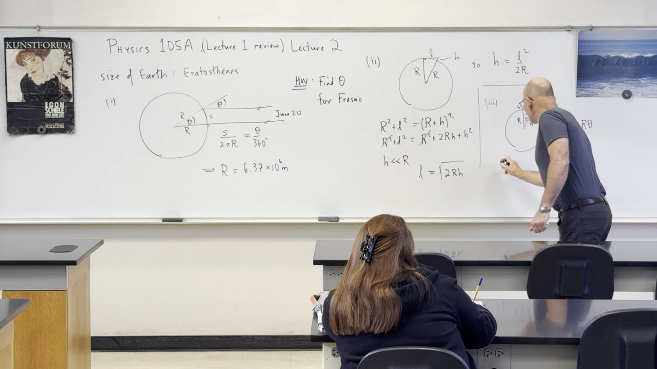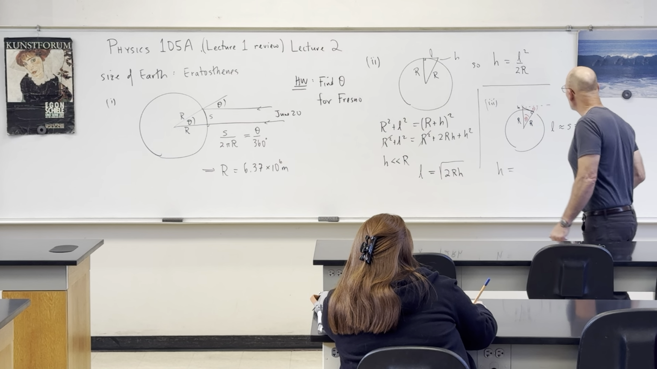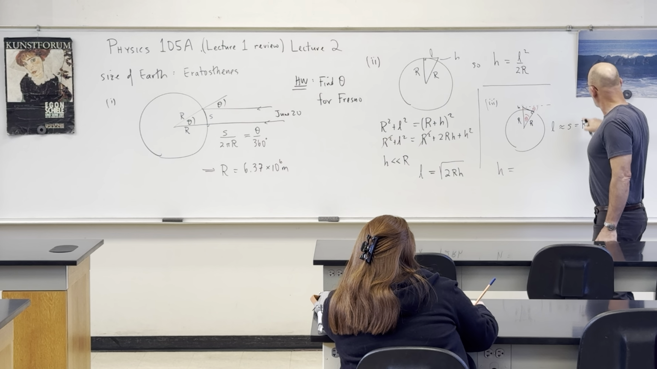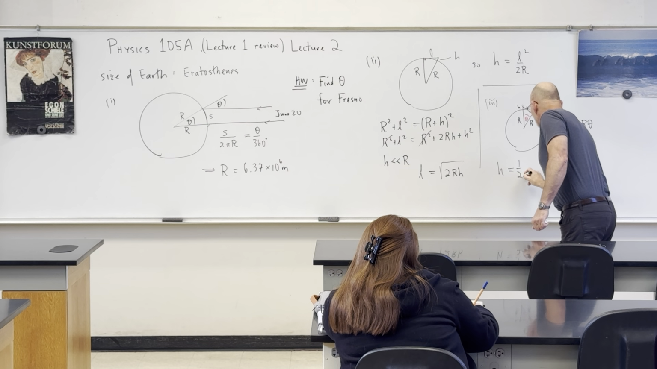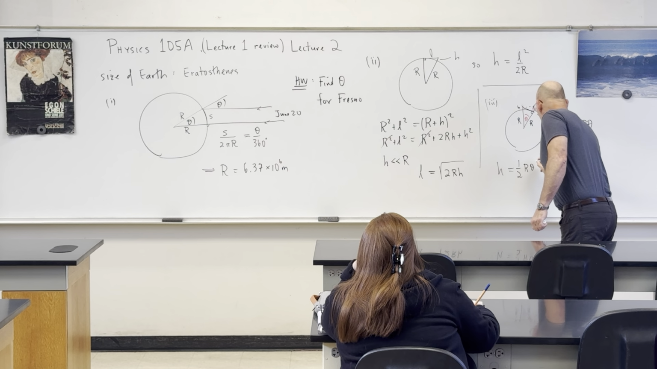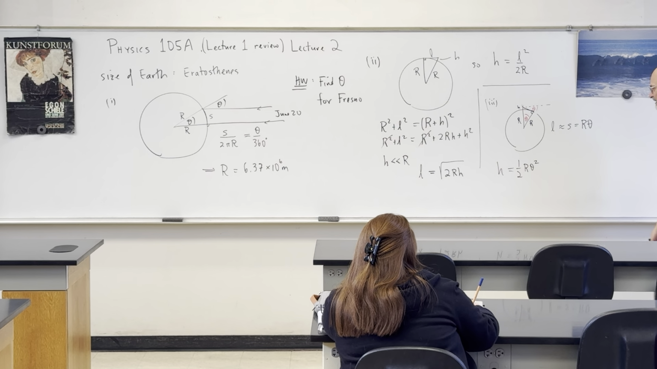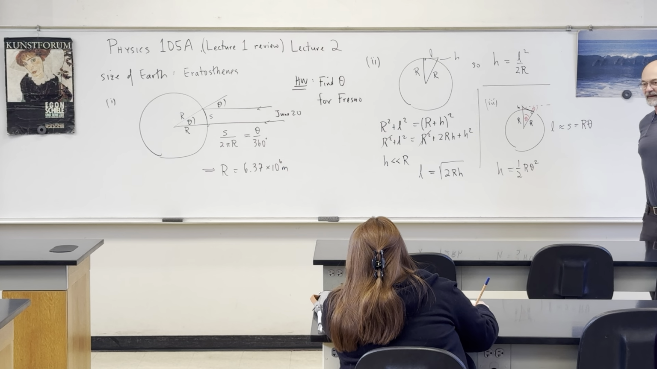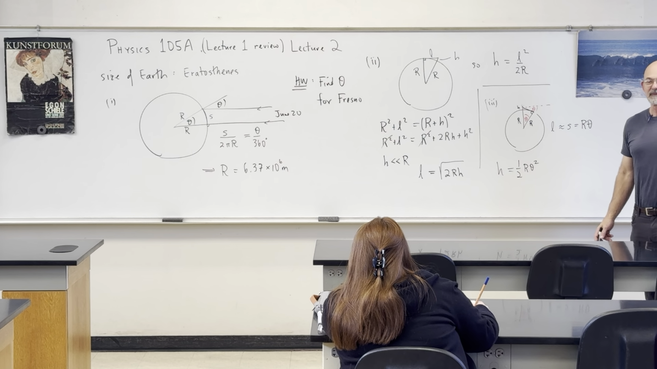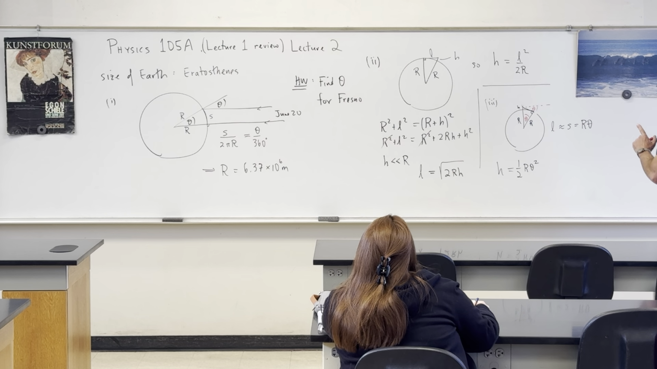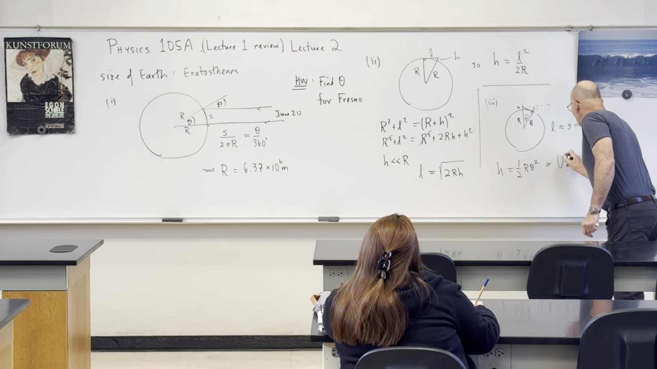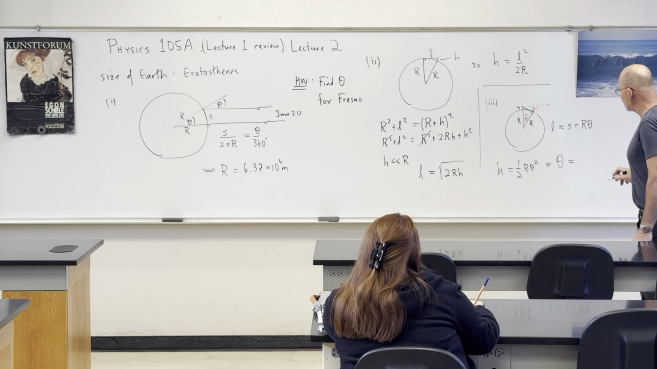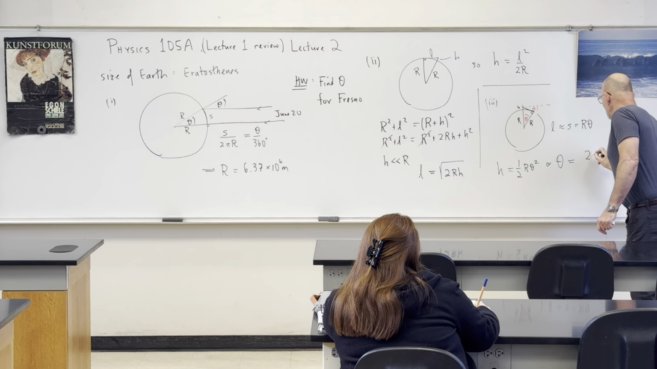And what do I have? H is equal to R squared theta squared over 2R, so 1/2 R theta squared, which coincidentally is going to look like the beginning of a Taylor expansion, right? But we could solve this one for theta. Theta equals the square root of 2h divided by R.